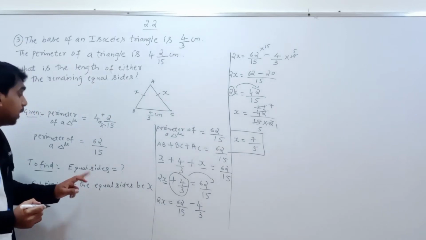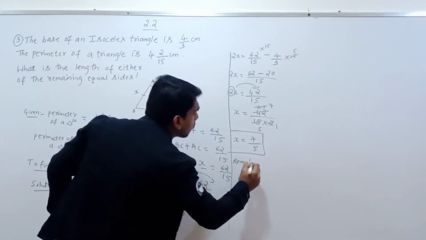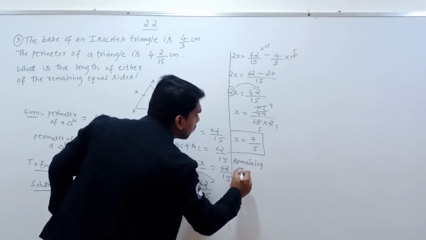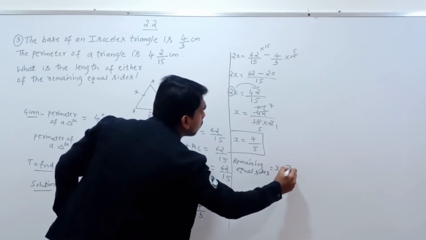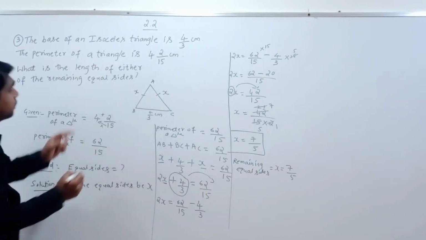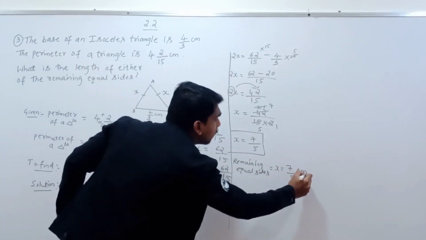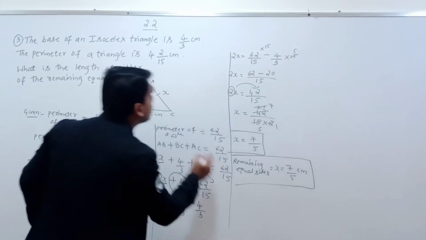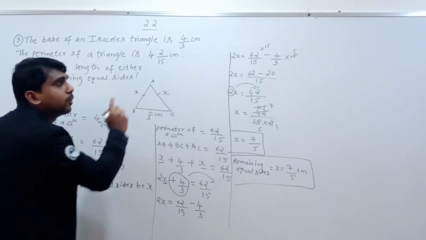So, the remaining equal sides are x is equal to 7 by 5. Since the perimeter given here is in centimeters, we'll write it as 7 by 5 centimeter. This value will be 7 by 5 and this will be 7 by 5.